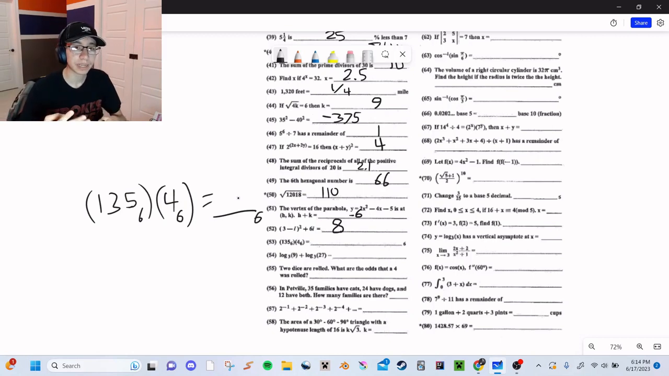Now, how would I multiply two numbers in different bases and get a number in the same base? Would I need to convert each of these numbers here to base 10, work it out, and then convert back to base 6? No. There's a much easier way. You're just going to multiply like you normally would with one extra thing you got to do. So I'll show you what I mean.